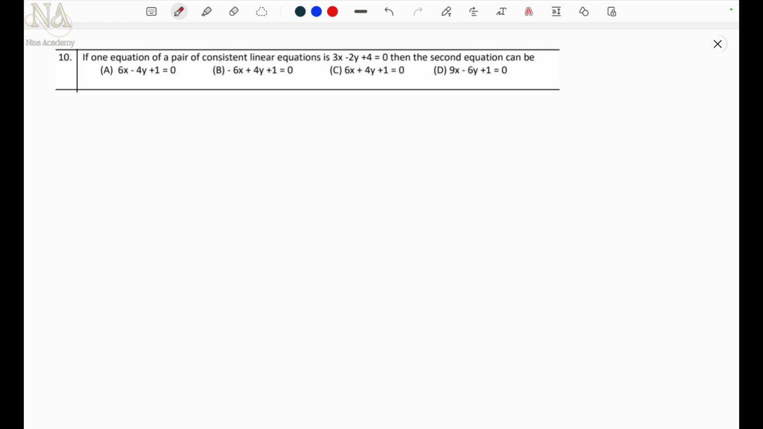10th problem. If one equation of a pair of consistent linear equations is 3x minus 2y plus 4 equal to 0, then the second equation can be. So we know the condition of consistent linear equations. What is the condition? Yes, it is a1 upon a2 not equal to b1 upon b2, meaning the lines are intersecting. They have exactly one solution. Dependent consistent means lines are coincident, and parallel lines are inconsistent. So let's go through the options one by one and check which of the following equations satisfies this condition.